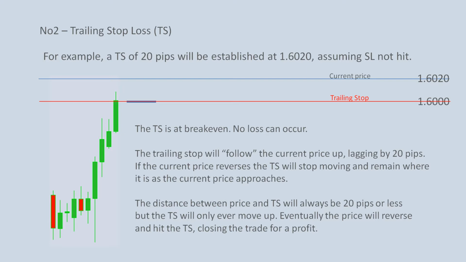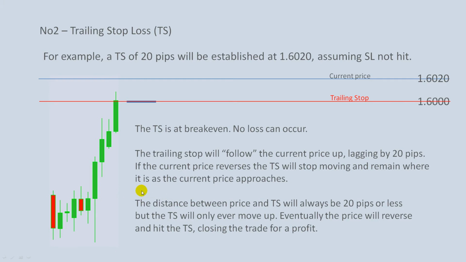So the distance between the price and the trailing stop will always be 20 pips or less in the case where the price comes back down. But the trailing stop will only ever move up. So eventually of course, the current price will actually come back so much that it hits the trailing stop. But by this time it could be away up here somewhere, but it will never be back in the loss-making position. Also note, in this case, as soon as the trailing stop is established, the original stop loss is cancelled.